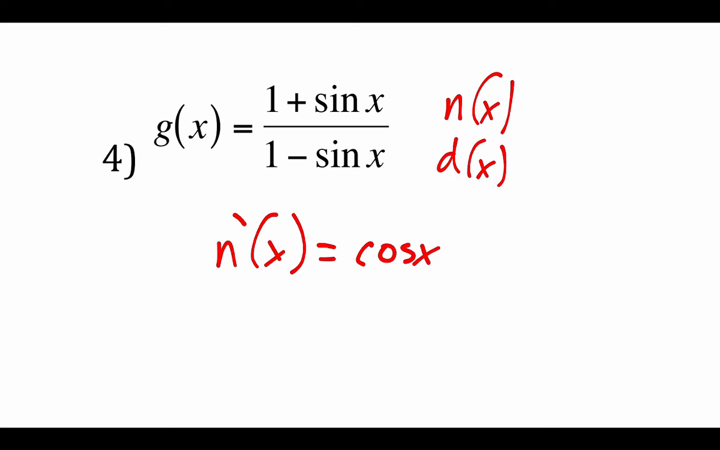For the denominator, same thing. The derivative of 1 is just 0. The derivative of any constant is 0. So we just really got to focus on that negative sine of x. So taking the derivative of negative sine of x, it's going to be negative cosine of x.